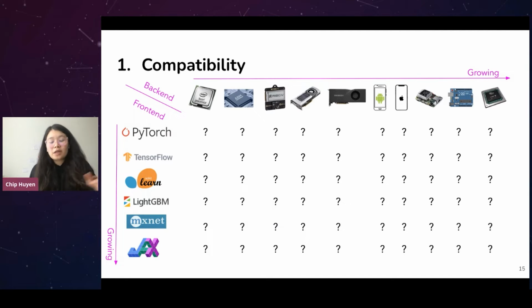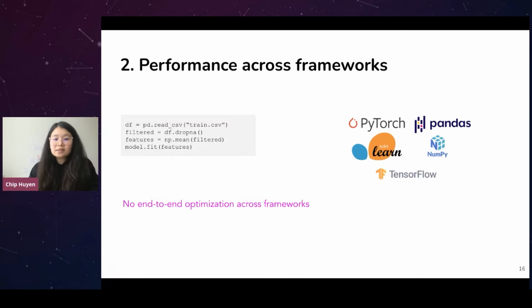You have so many different frameworks. You can develop the model with PyTorch, TensorFlow, scikit-learn, MXNet, or a new and hot framework like JAX. And there are so many different kinds of hardware, like GPU, TPU, phone chips, ARM chips. Then how can you run a model built with an arbitrary framework on arbitrary hardware? Another problem is performance.